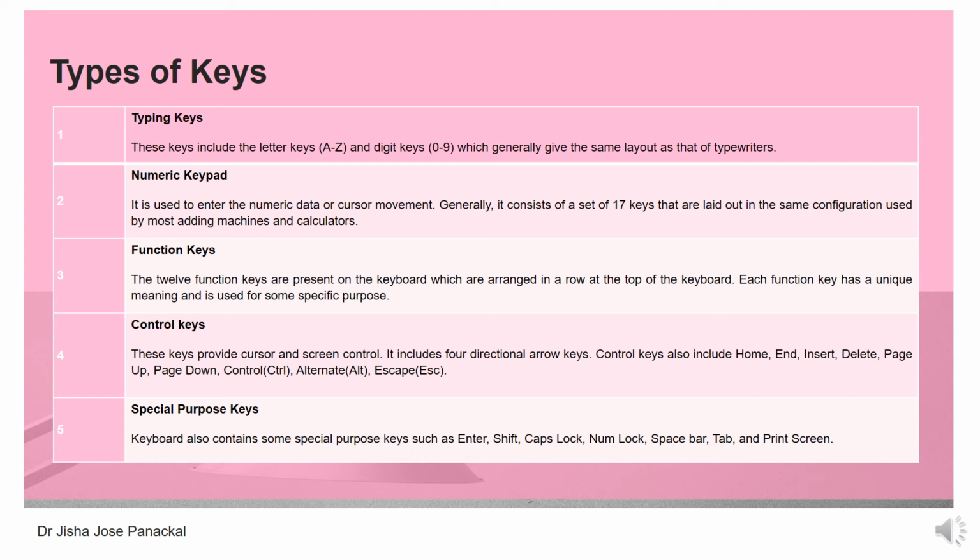And we have control keys. These provide cursor and screen control. It includes 4 directional arrow keys. Control keys also include home, end, insert, delete, page up, page down, control, then alternate, escape, etc.